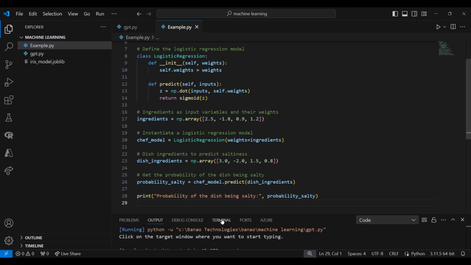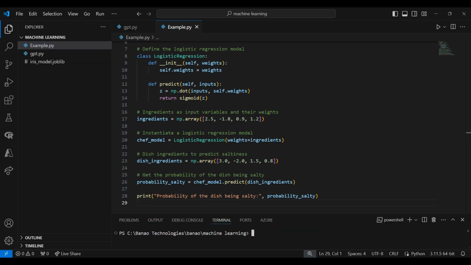For a real-world application, consider a scenario where a food delivery platform wants to predict whether a newly added dish is likely to be classified as salty, based on its ingredients. By employing logistic regression with ingredient weights decided by expert chefs, the platform can provide personalized recommendations to customers who prefer salty dishes, enhancing their overall dining experience.